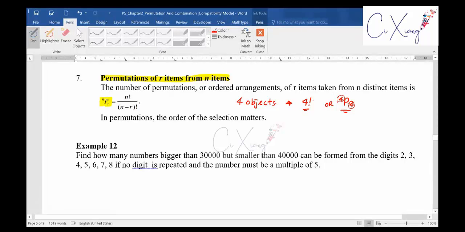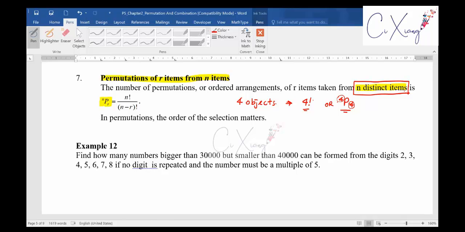So I will use P. Alright, so I just want to let you know 4 factorial and 4P4 are actually the same. And then again, when you want to apply this formula, you have to make sure that you're having n distinct items. The items here must be all not identical, then only you can use the nPr. Okay, alright, so this is another small part that you need to know.